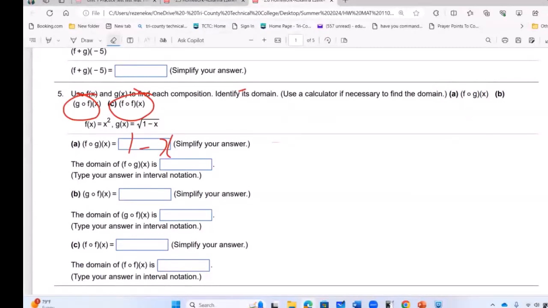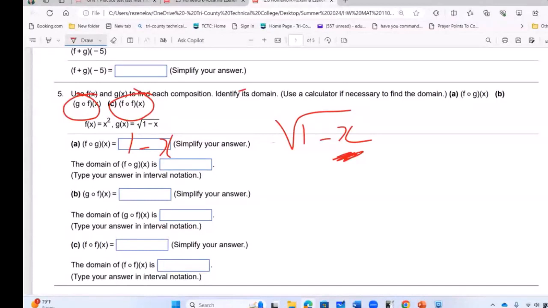So where is my g? I'll bring the g down. g is the square root of 1 minus the square root of 1 minus x. But I see x here. Wherever I see x, I plug in the value of g, because this time it says g composed of f. In other words, substitute f into g. That's what it's saying.